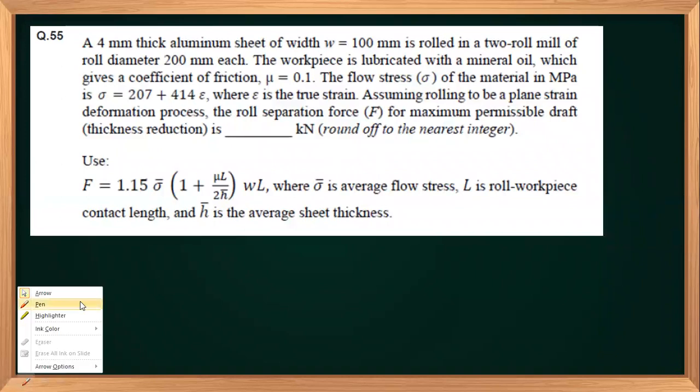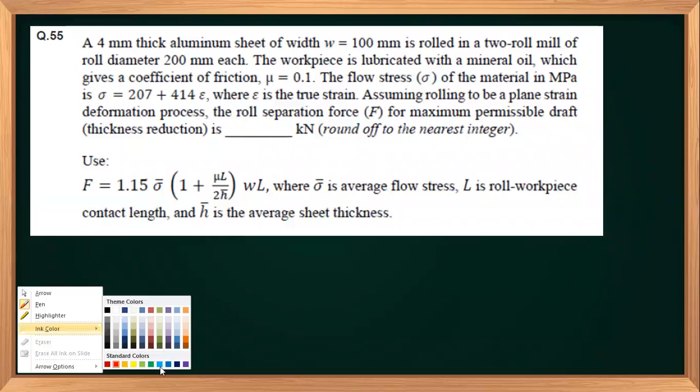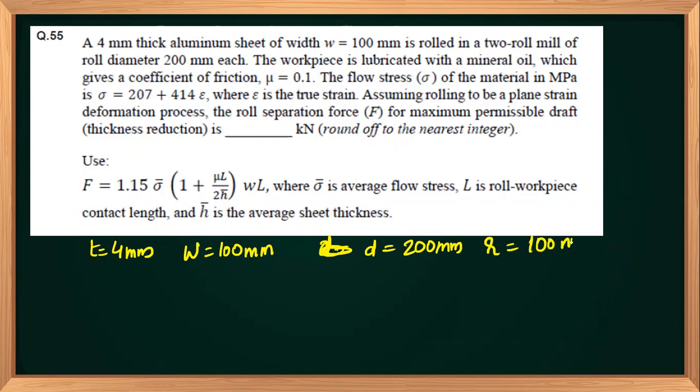This is a question which came from a rolling operation. So you have a roll mill. Your thickness is given. So the thickness of the rolling, T, will be 4 mm. Width of the roll mill will be equal to 100 mm. The roll diameter D will be equal to 200 mm, so that your radius will be equal to 100 mm.